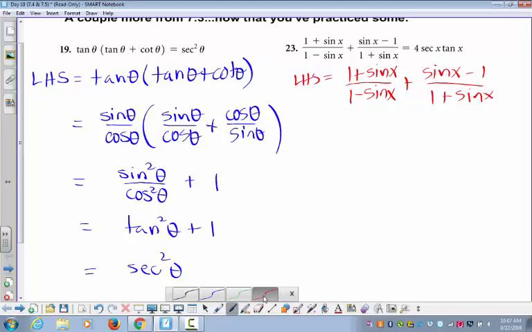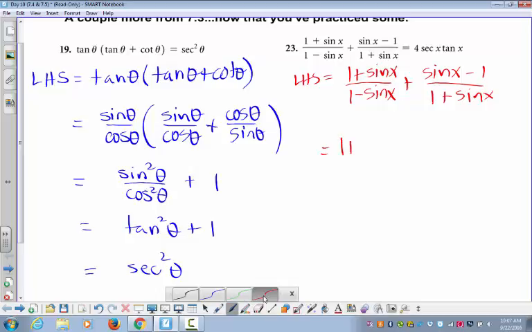1 minus sine squared. 1 minus sine squared? Does everybody agree? 1 minus sine squared. So these denominators, we would call those relatively prime. It's like if the denominators were 3 and 5. What's the common denominator if you had a 3 and a 5? 15, you just multiply them together. So if your denominators are relatively prime, you multiply them together. 1 minus sine times 1 plus sine is 1 minus sine squared. Right, exactly.